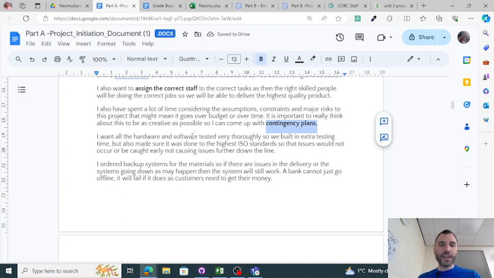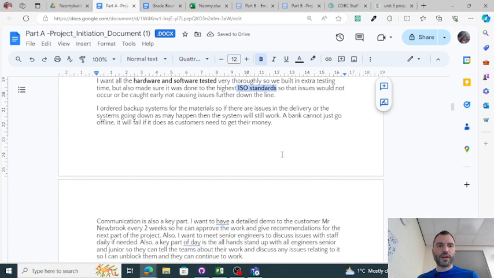Also, testing. Hardware and software testing. I've said that as a good project manager, I want the highest ISO standards, so we don't get issues further down the line. You know, how you organise your teams. Do you have peer review of software? Do you work developers with pair programming?